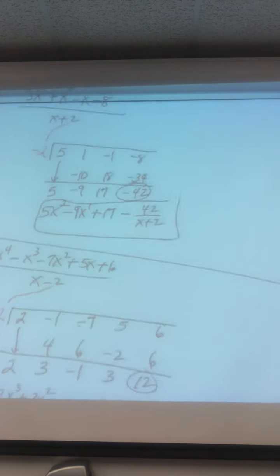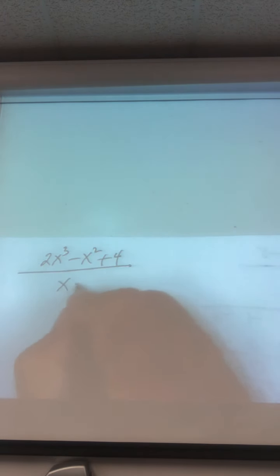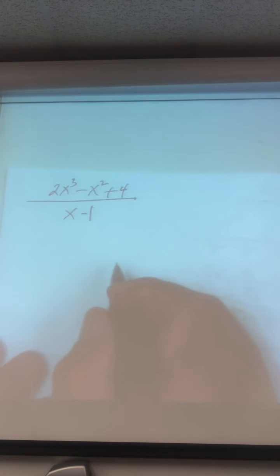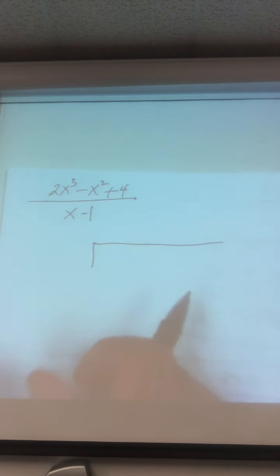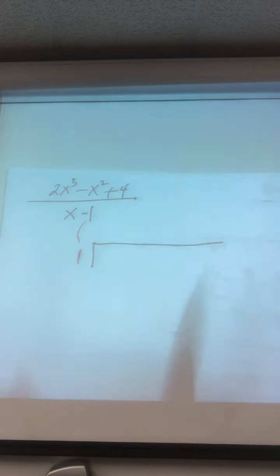Okay, 2 more examples here. This is what you have to watch out for in synthetic division. 2x3 minus x2 plus 4 over x minus 1. Okay, so let's do our division bar. Now, the number that goes out front is going to be a positive 1.